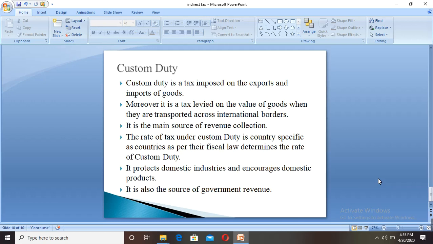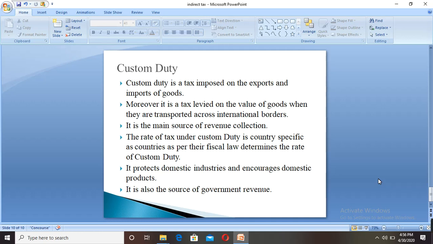And today, the last slide is custom duty. It also comes under indirect tax. Custom duty is a tax imposed on the exports and imports of goods. Moreover, it is a tax levied on the value of goods when they are transported across international borders. Let me explain these points more minutely.